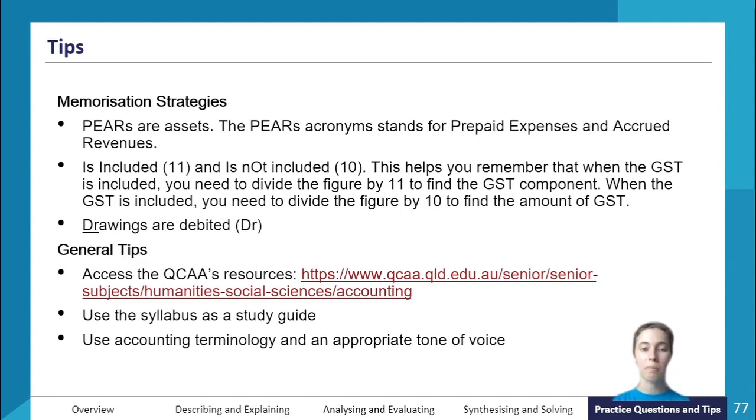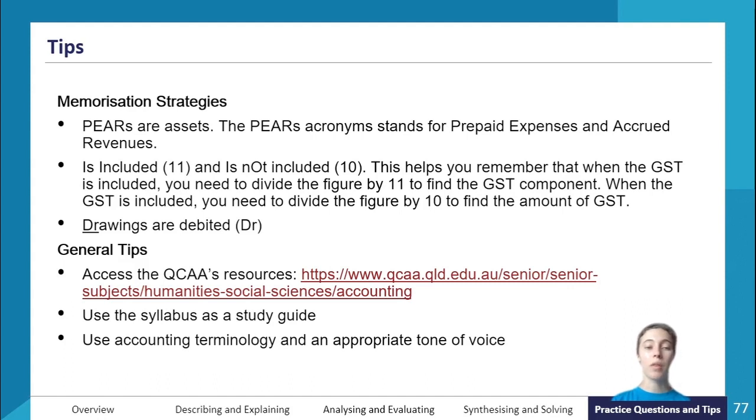must be liabilities. In terms of GST, if it's included, so it is included, then you need to divide by 11. If it's not included, you need to divide by 10 in order to calculate the GST component. So earlier we had figures in our under and over provision examples where the GST was included, and we divided by 11 because of that. So if it wasn't included and we needed to calculate GST, we would divide by 10.